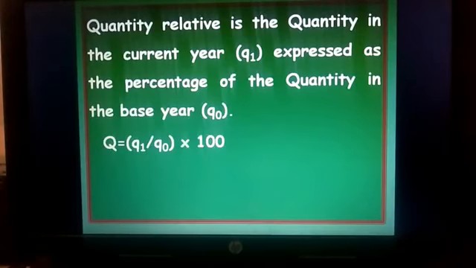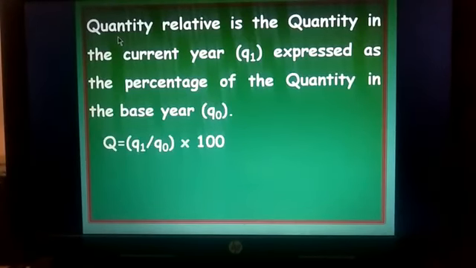From the previous slide you have understood how price relative is defined. In a similar way, capital Q or Q01 is equal to Q1 divided by Q0 multiplied by 100. Here the definition of quantity relative goes this way: quantity in the current year is expressed as the percentage of quantity in the base year. That's what has been written over here.